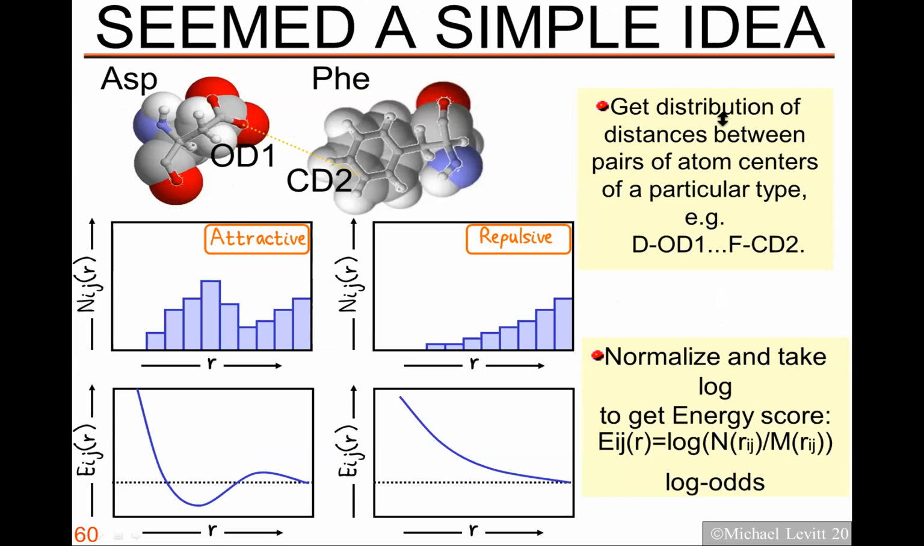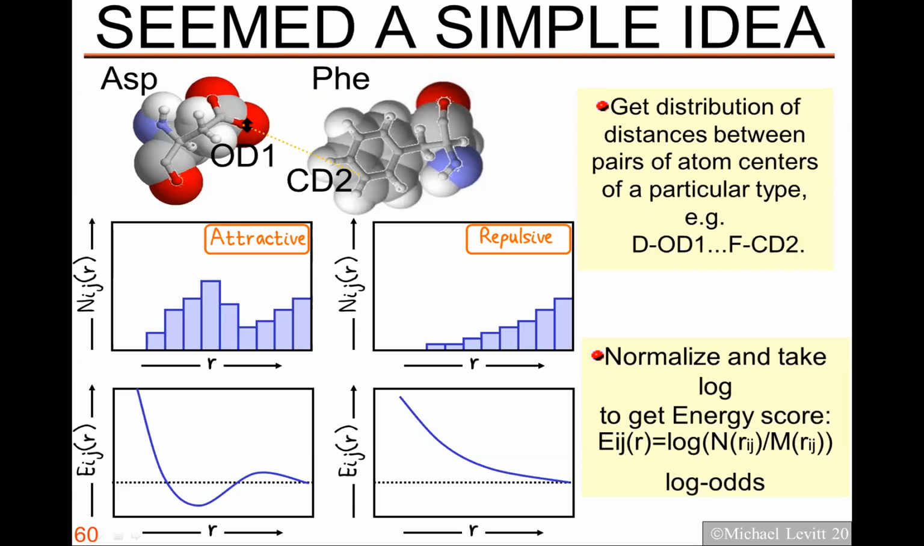So this idea has been used often. The idea is simply that you look at a certain interaction. Let's say I'm looking at the interaction between this particular atom, which is the OD atom on aspartic acid, and the CD2 atom on phenylalanine. I will just count how often they occur at different distances apart. And if they occur more often than you expect, it's an attractive interaction. If they occur less often, it's a repulsive interaction. Turns out that what you're seeing here is a slide that is probably more relevant to what DeepMind did than anything else I've talked about, so pay attention.